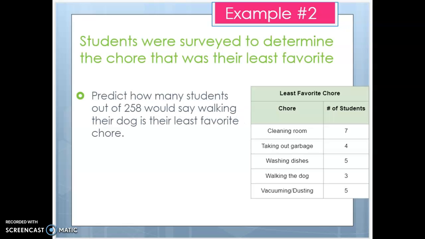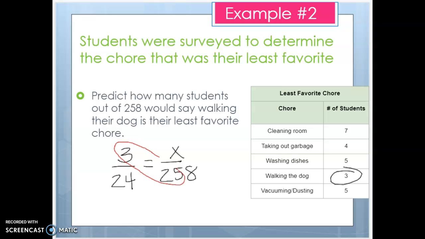Okay, using that same chart, let's look at, again, a prediction out of 258, but we are looking at students walking their dog. So that would be 3 students out of 24 equals x over 258. Again, I'm going to use cross products, and I'm going to multiply 258 times 3, and then I will divide that by 24. And I get about 33 people.